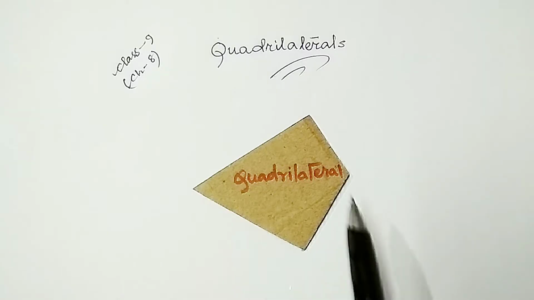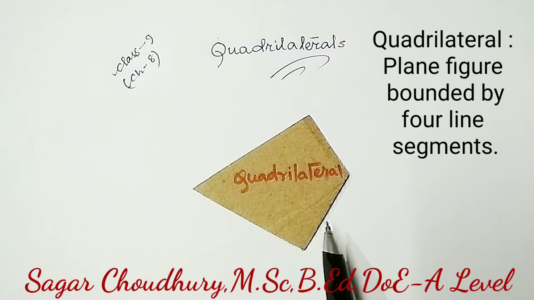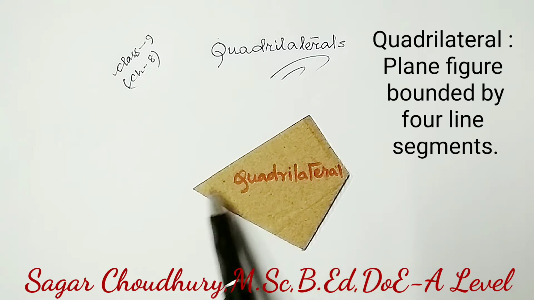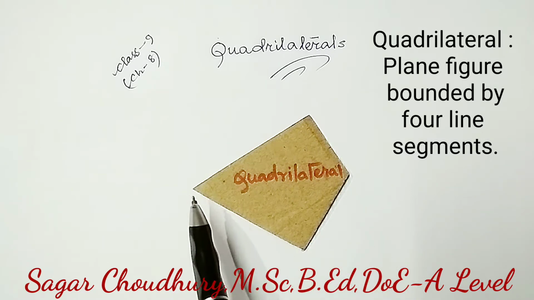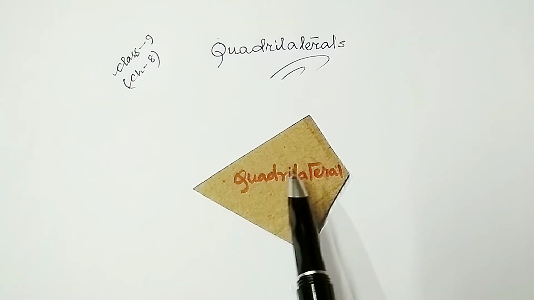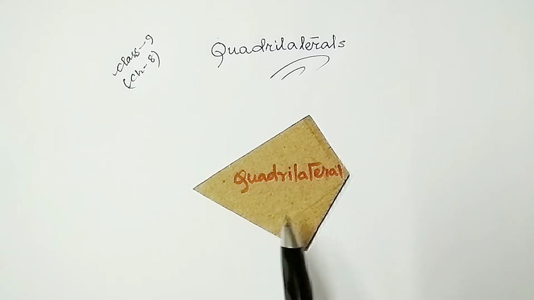Now, what is a quadrilateral? A quadrilateral is a plane figure bounded by four line segments. As you can see here, one line segment, second line segment, third and fourth. So, whenever any plane figure is bounded by four line segments, it is called a quadrilateral.